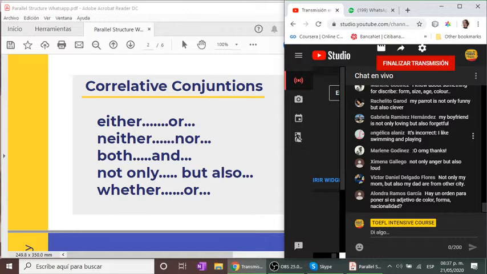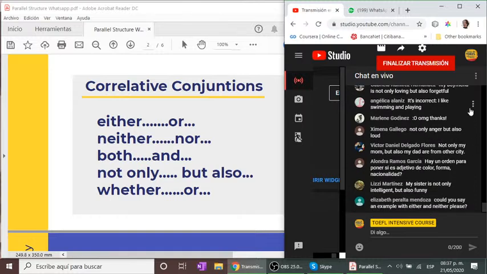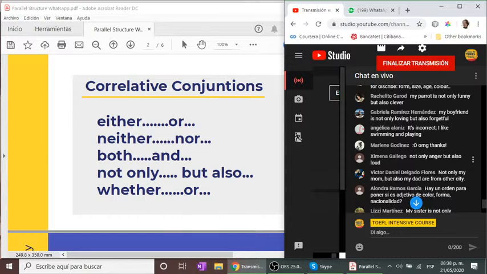Angelica is asking a good question. Is it incorrect? I like swimming and playing. No, it's not. It's correct. Not only anger, but also angry. No? Not only angry, but also loud. Yeah, because anger is a different meaning. Not only angry, but also loud. Not only my mom, but also my dad are from another city. Victor, another city. Okay.